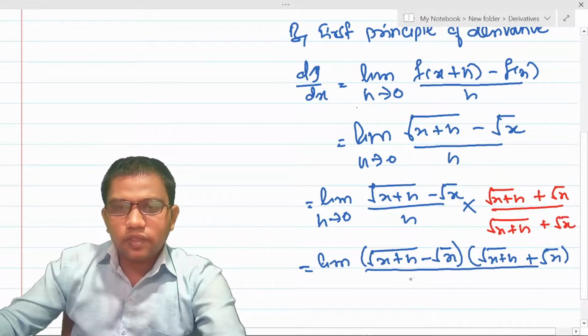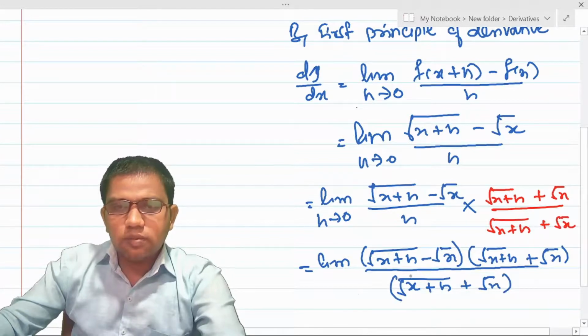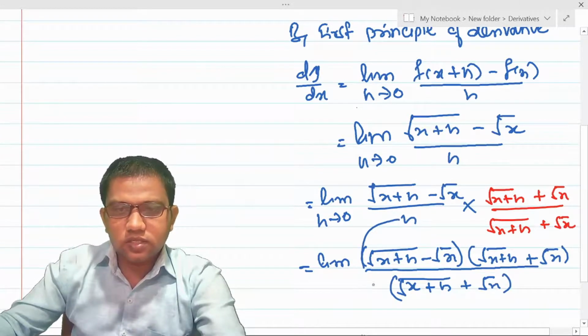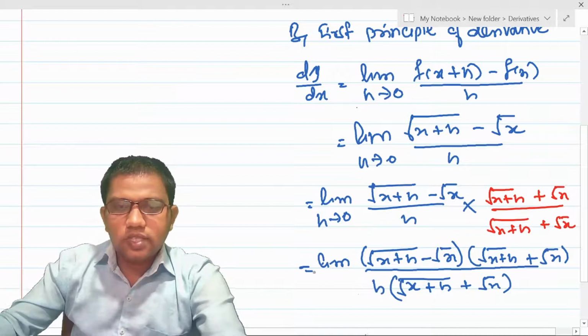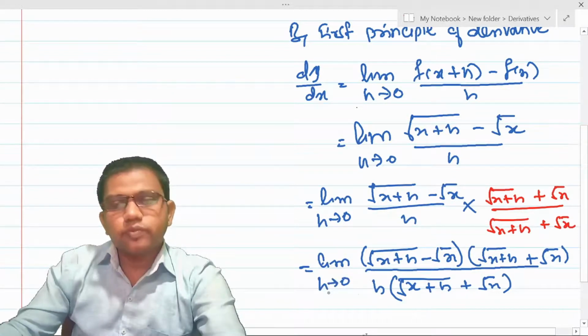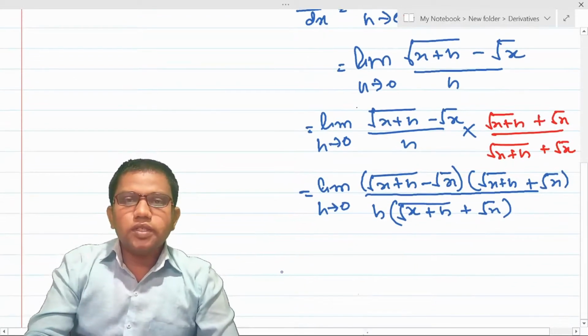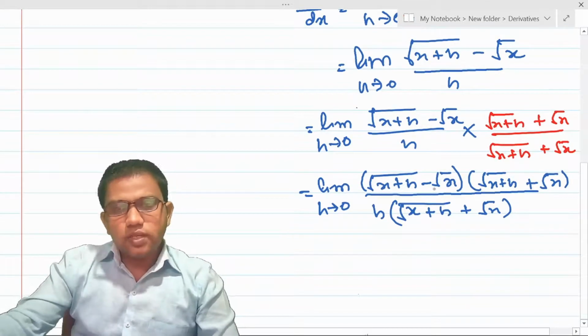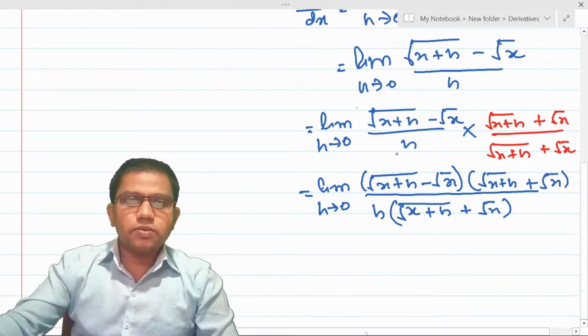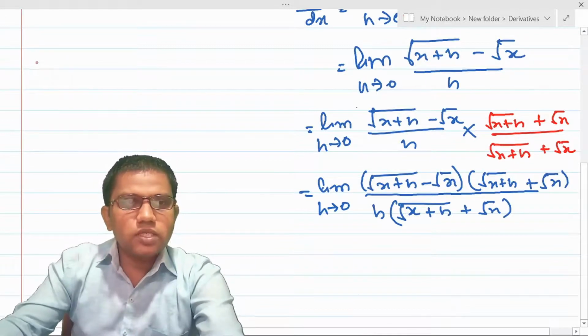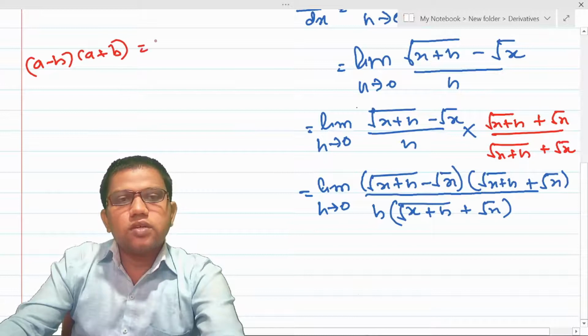Divided by h into root of x plus h plus root x. This term is as it is and this h is also as it is, as h tends to 0. Okay. Now what happened? See, root of x plus h. This is (a minus b)(a plus b). And what is the formula for (a minus b)(a plus b)? (a minus b) into (a plus b) is equal to a square minus b square. We know this formula.